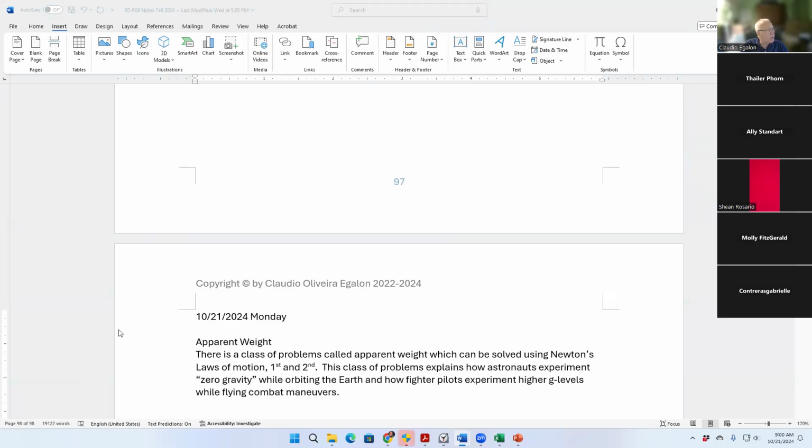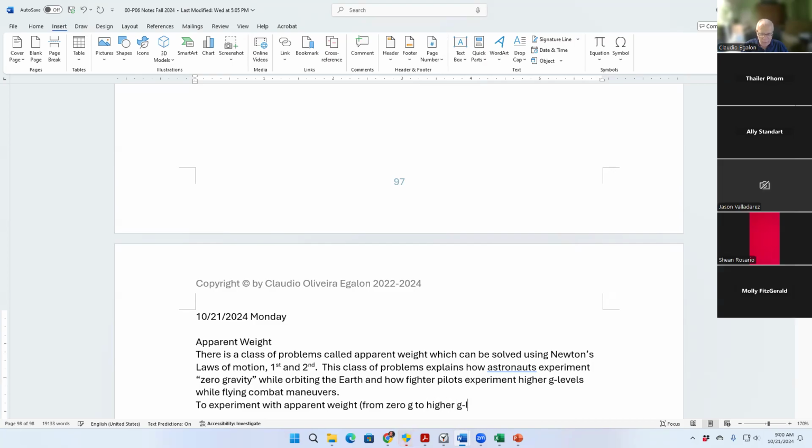So let's write that down here. To experiment with apparent weight from zero G to higher G levels, you can either go to Six Flags, right?